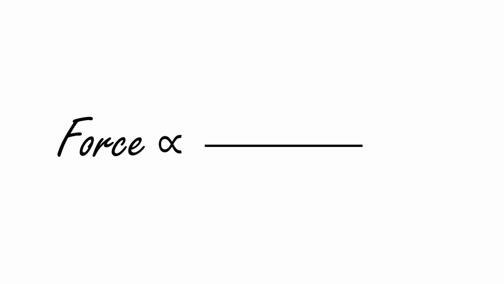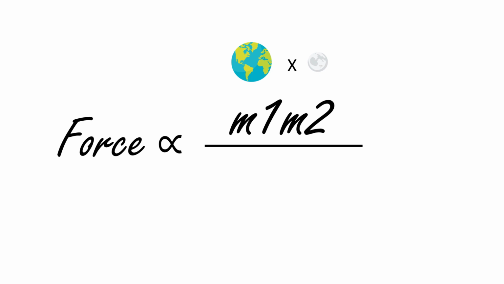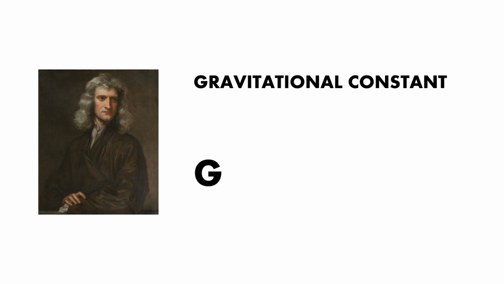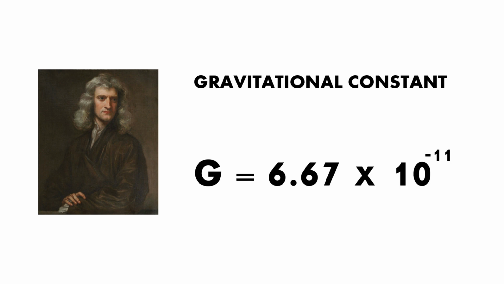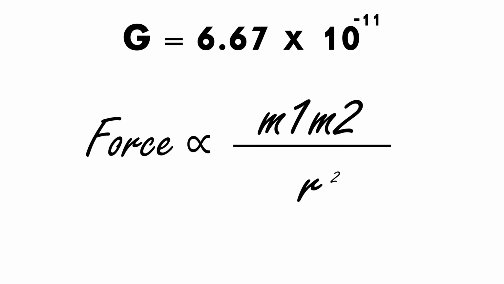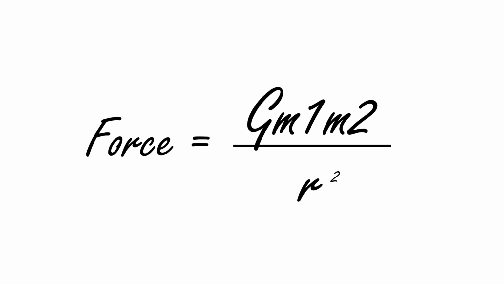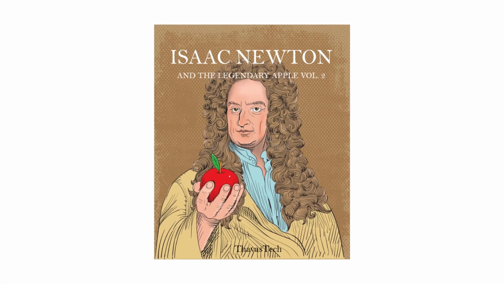So here is how the formula looks. Force is directly proportional to the product of masses and inversely proportional to the square of the distance between two objects. Sir Isaac Newton also came up with the gravitational constant, G, which is 6.67 times 10 to the power of negative 11. Adding these to the equation, we get the final formula for Newton's law of universal gravitation, which can be used to find the gravitational force between two planets. So here it is, the limited edition sequel for the famous Apple story.